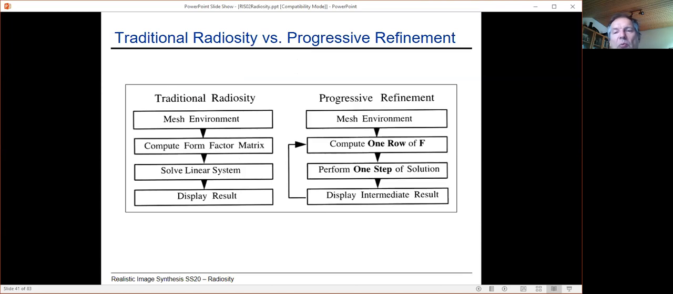Okay, so let us compare what we learned so far: the gathering iteration and the shooting iteration. Gathering iteration is more or less an iterative approach to traditional radiosity. This is what we have on the left. We perform scene meshing, we compute form factors, we solve the linear system of equations, and we display results. In progressive refinement, or shooting iteration, the first step is of course the same, but then we compute just one row of form factors. We perform one step of the solution. We can maybe boost the solution by adding this ambient term, and then we are ready to display an approximate image. And this image will be better and better as we continue our computation.